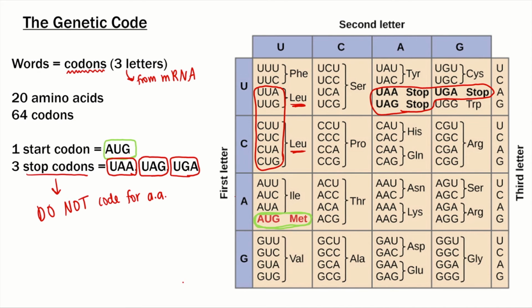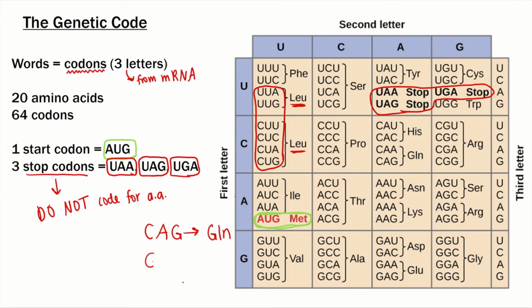So let's do some practice here. I'll give you a codon. Let's just say CAG. And I want you to tell me what amino acid this codes for. In order to do this, we're going to look at our first letter, which is C. Our first letter is C. Our second letter is A, so we know we're going to be in this box. And our third letter is G. So we can see the amino acid associated is glutamine. So our CAG will code for the amino acid glutamine.